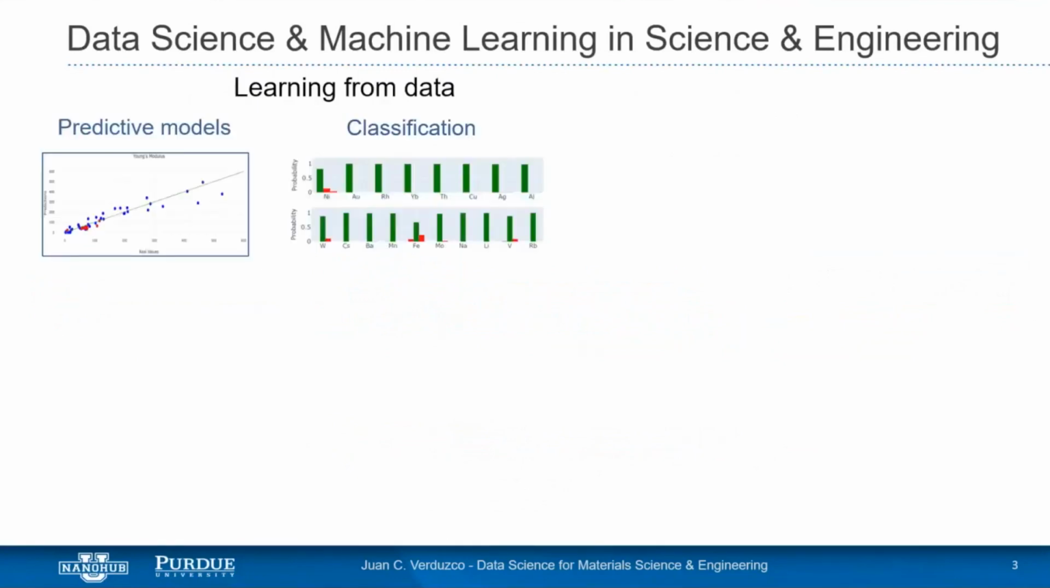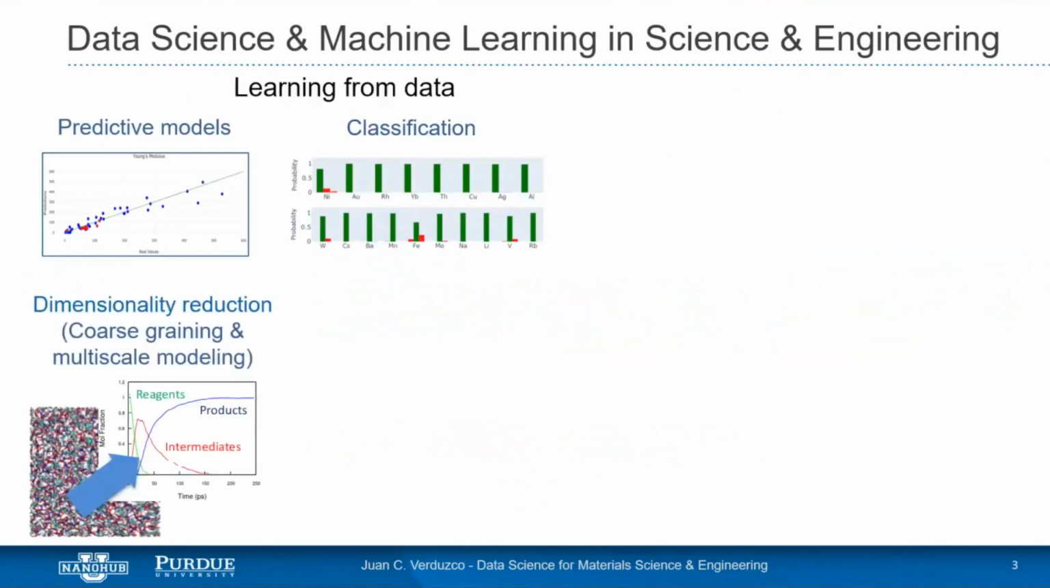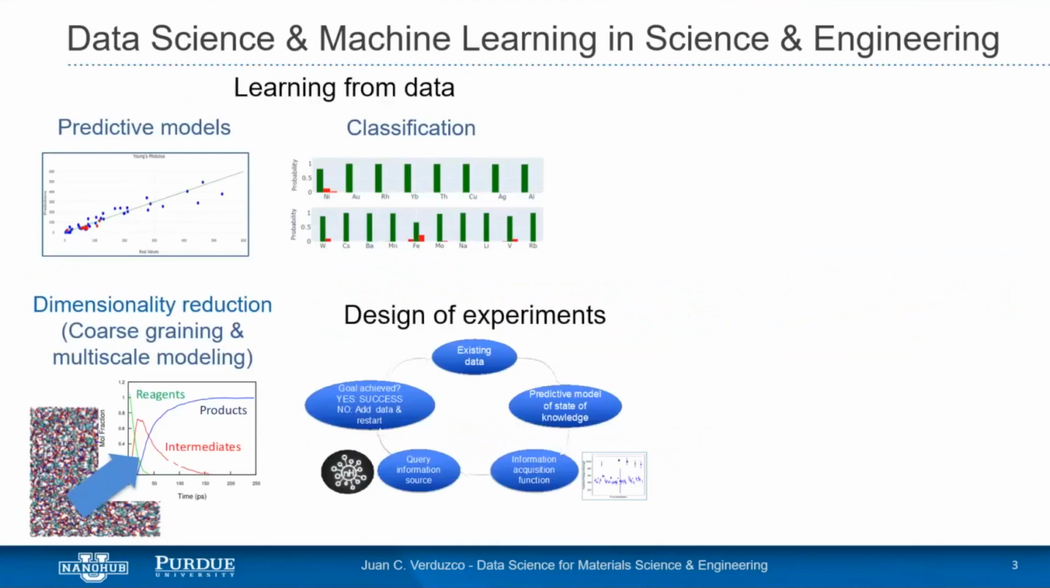As in commerce, marketing, and finance, data science and machine learning are playing an increasingly important role in science and engineering. The goal of data science is learning from existing data to create predictive models for regression and classification. It can also be used as techniques for dimensionality reduction. And moreover, it can also serve to inform the design of experiments to facilitate generation of new knowledge. Data, as you can imagine, is the key ingredient to make all of this happen.